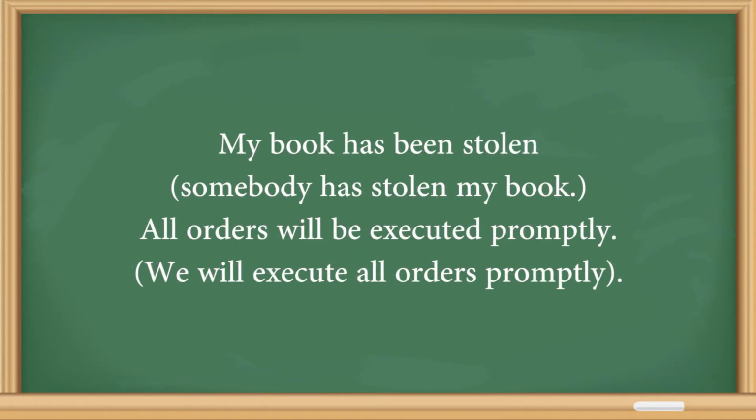See the example. My book has been stolen is in passive. My book has been stolen by somebody. Means somebody has stolen my book, but that is not important. What is important? My book has been stolen. Whether it has been stolen by A or B or C is insignificant. So I use passive construction. My book has been stolen by somebody. All orders will be executed promptly by us.